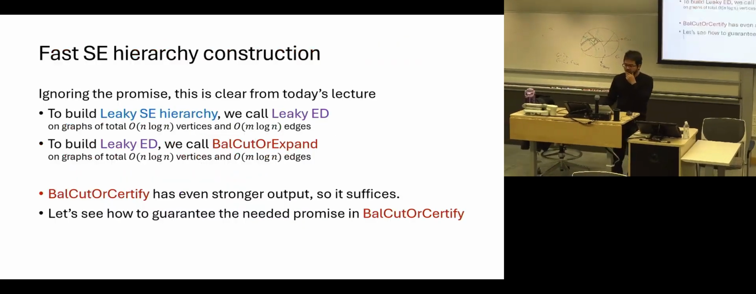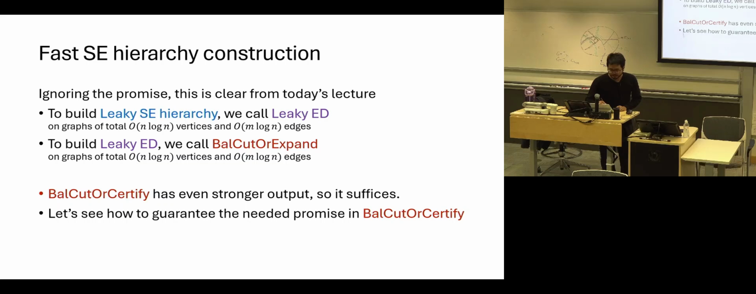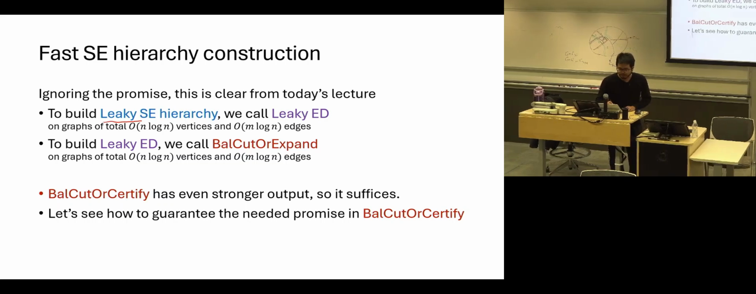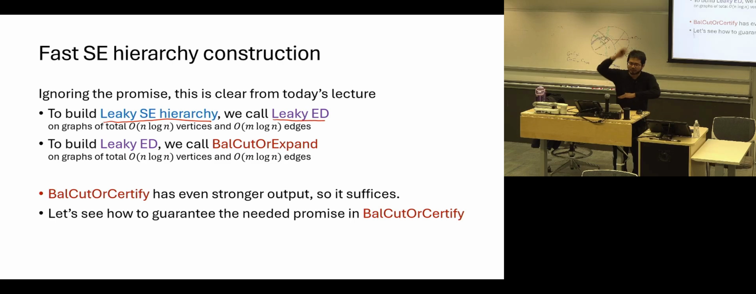Why is that? Because you just saw that today, right? If you want to build a leaky SE hierarchy, it's enough to just call leaky ED several times, just bottom up. And if you want to compute leaky ED, you just need to compute a balanced cut or an expanding set. That's the only subroutine that you need. And a balanced cut or certified expanding set is even stronger. So this suffices. Now given this subroutine, you basically get a leaky SE hierarchy.